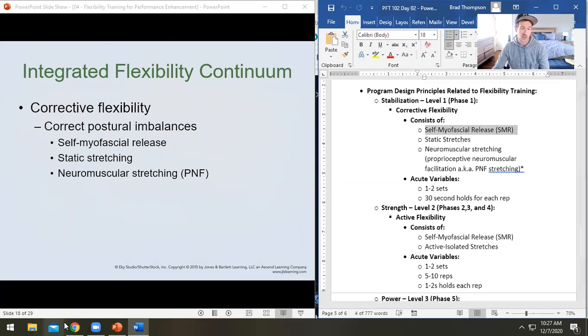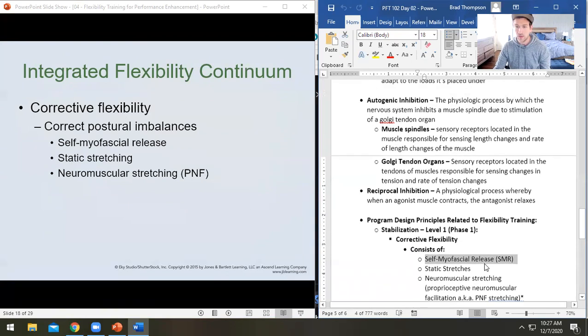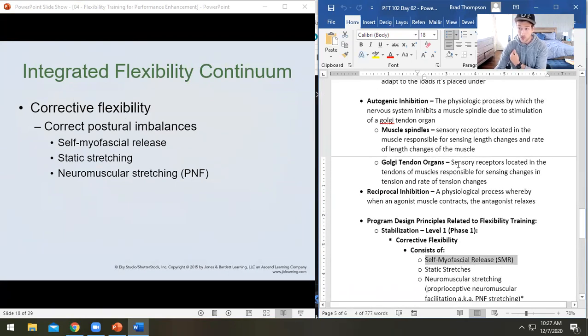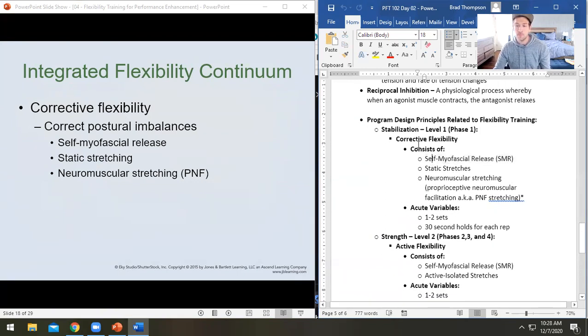Using a foam roller to gently put pressure on a Golgi tendon organ to get that muscle spindle to relax, right? So I'm going to apply a little bit of autogenic inhibition with foam rolling. Autogenic inhibition, pressure on a Golgi tendon organ. So we're going to use that in corrective flexibility. So corrective flexibility consists of that as one of our tools.